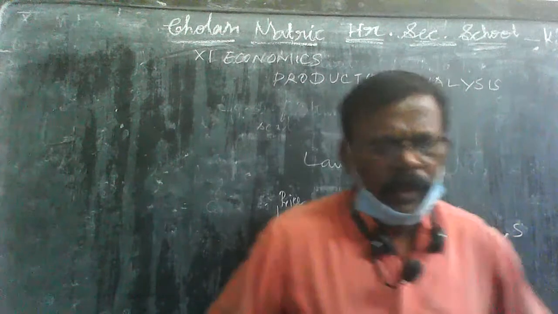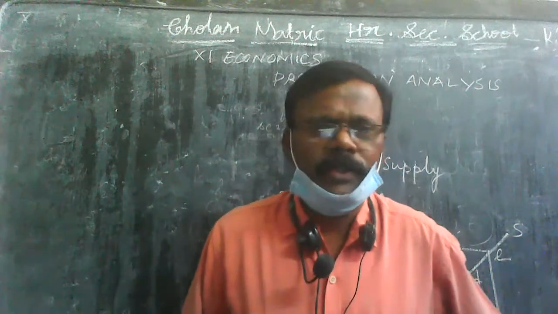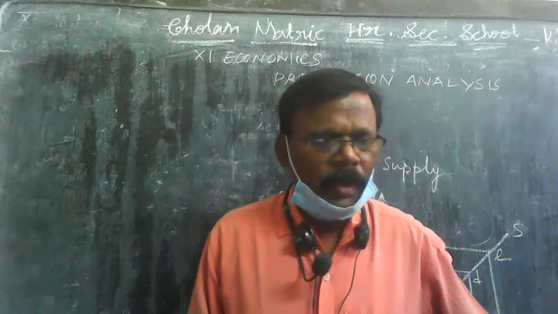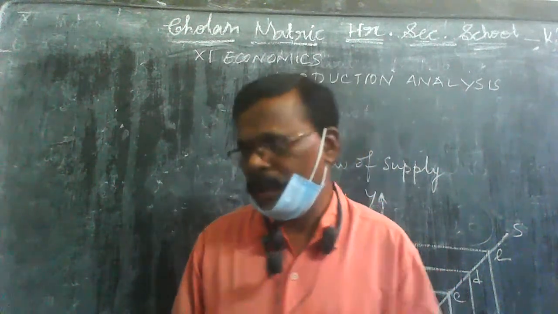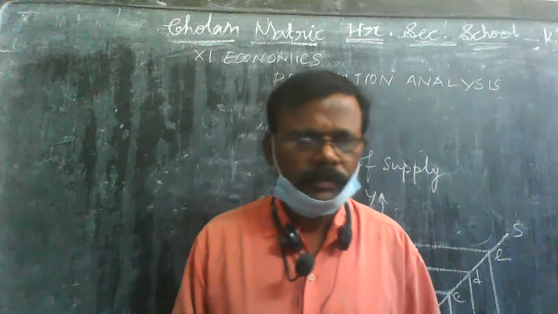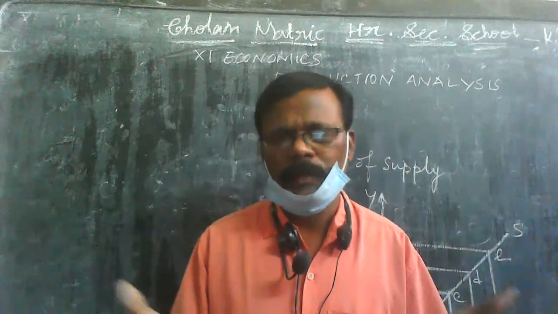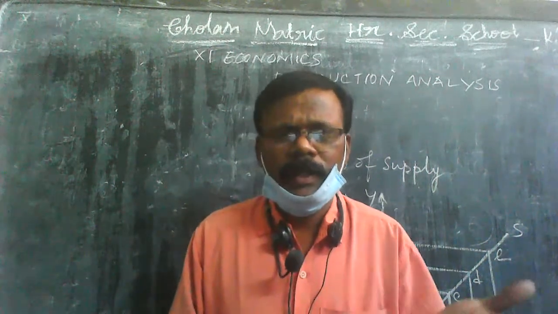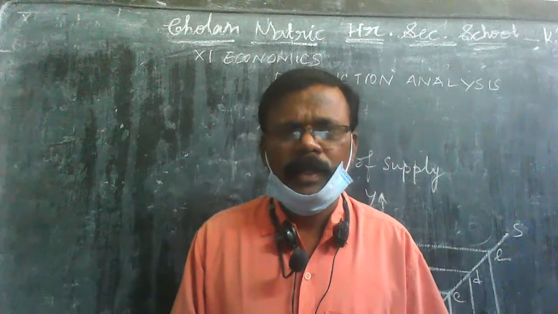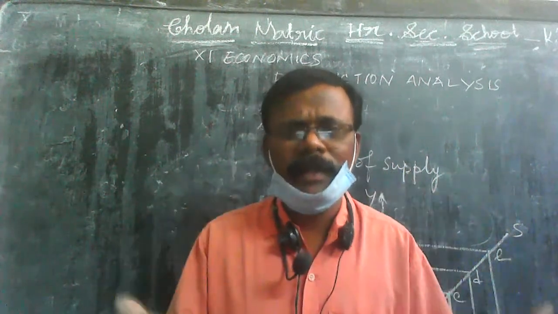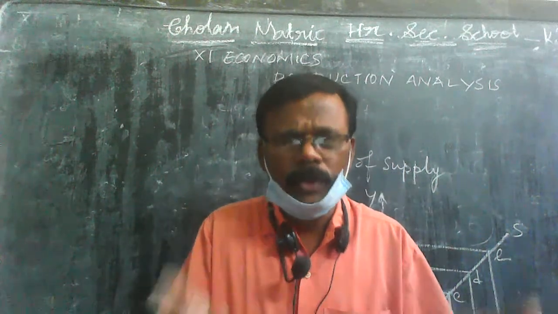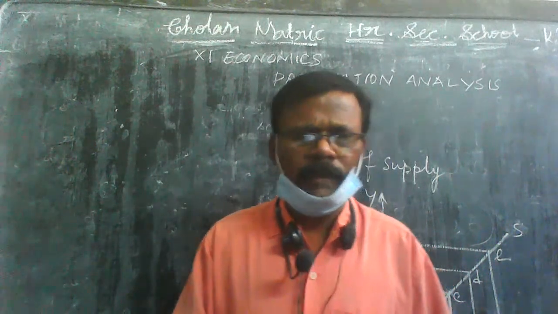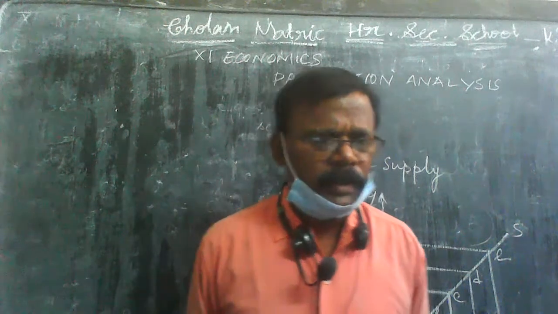And next is natural factors. Natural factors like monsoon and climate determine the production level. If there is a good monsoon and regular rainfall, that will increase the production. And favorable climatic conditions will also boost the production level. This is also one of the factors which determine the supply.